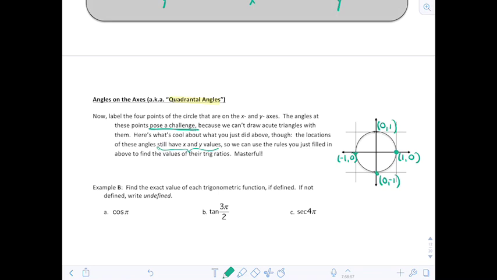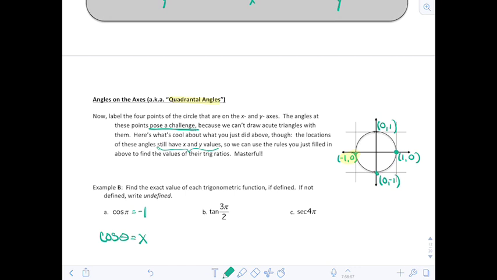As we look at example B, we want the exact value of the cosine of pi. So the cosine of pi, we just learned that cosine of theta can be related to as x. So if I look here at where pi is, my x-coordinate is -1. So the cosine of pi is -1. And that will always be true.